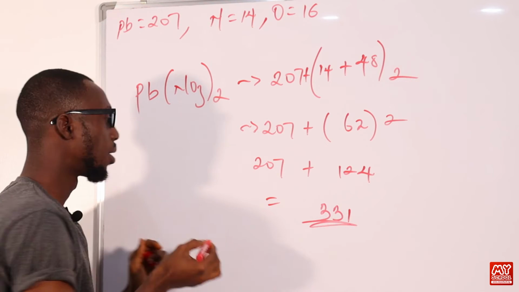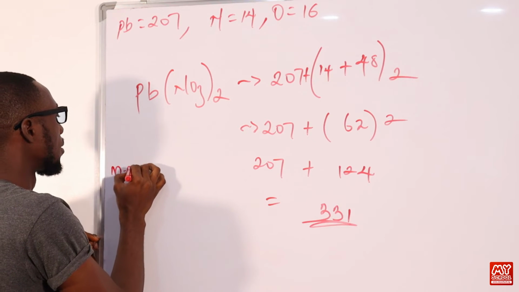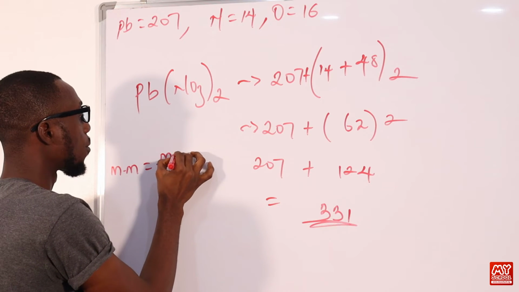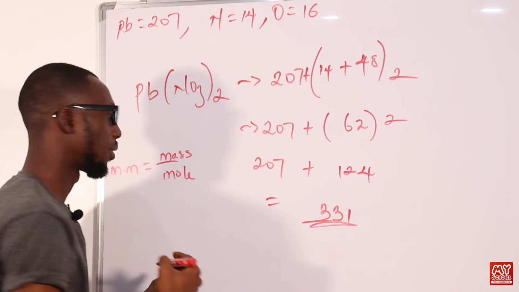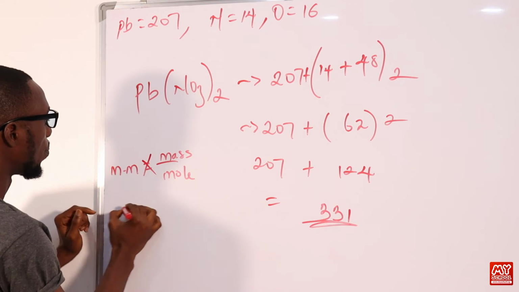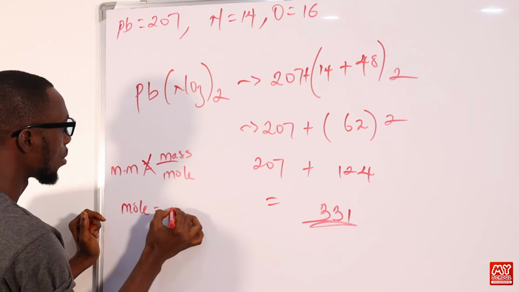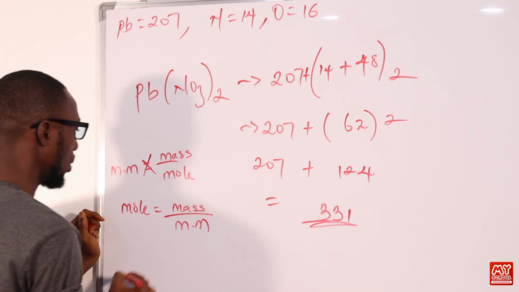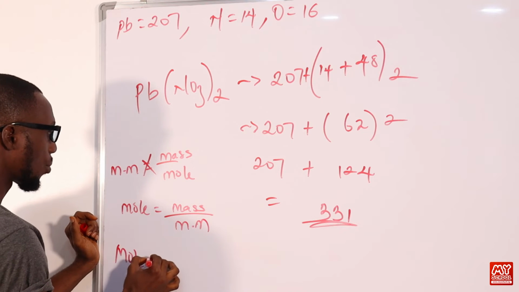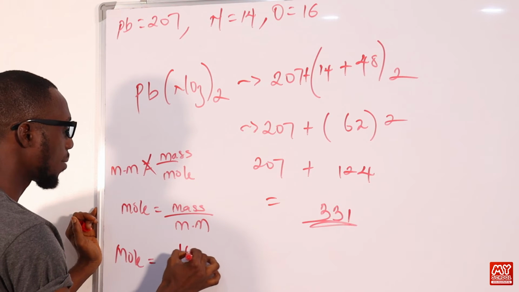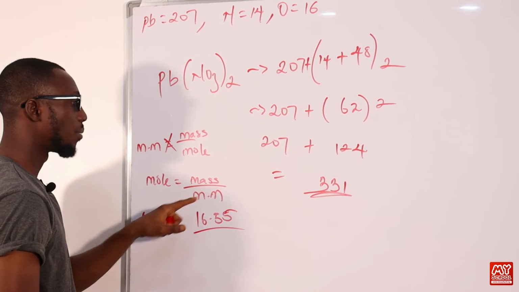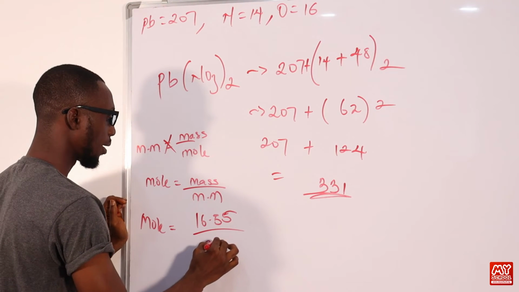So recall that molar mass equals, what's the unit for molar mass? That is gram per mole. So molar mass equals mass over mole. But this time around, we are going to sort out for mole. So mole will be equal to mass over molar mass. So mole will now be equal to, what is the mass? 16.55 from the question, right? The molar mass we've gotten is 331.